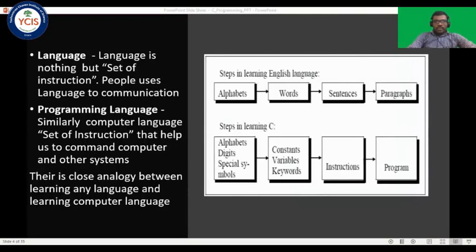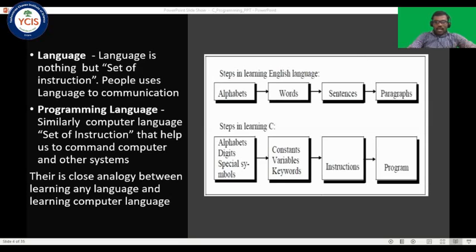So now we will see what a language is and what a computer language is. Language is nothing but a set of instructions, and people use language for communication. While speaking in a family and with friends, you are using your native language because everyone can understand your native language very well. Now suppose you have to do some task using the computer, then you have to communicate with the computer in a language that the computer can understand. But the computer is not able to understand your native language directly. Computers can understand only machine languages. So we require some programming language.